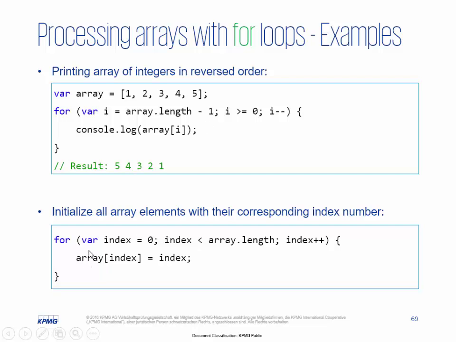And this loop, again, scans the array from 0 to the last element, incrementing, and putting the index number that the counter actually has in every place in the array. It's very straightforward, right?